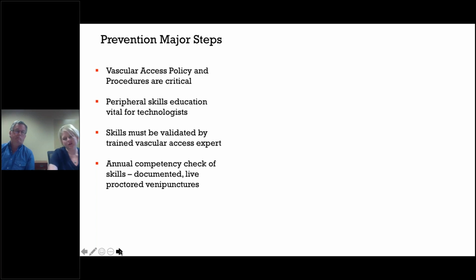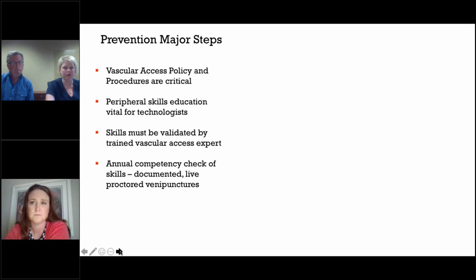Skills must be validated by a trained vascular access expert. Someone that knows vascular access, not the see one, do one, teach one. Because if you're just validating each other in your own department, you could be validating bad habits that you don't want in your policy. And again, annual competency and check off of skills, documented live proctored venipunctures, someone coming in and watching what you're doing. This is all key.